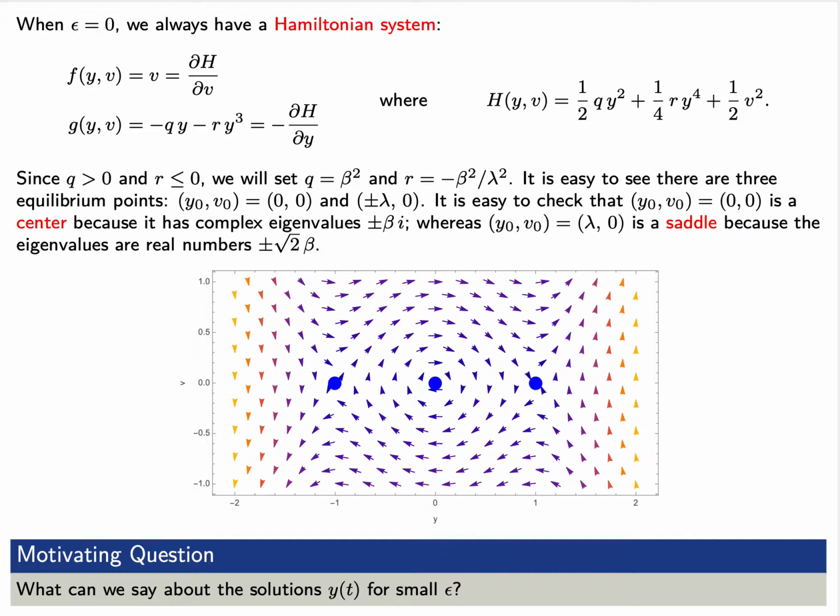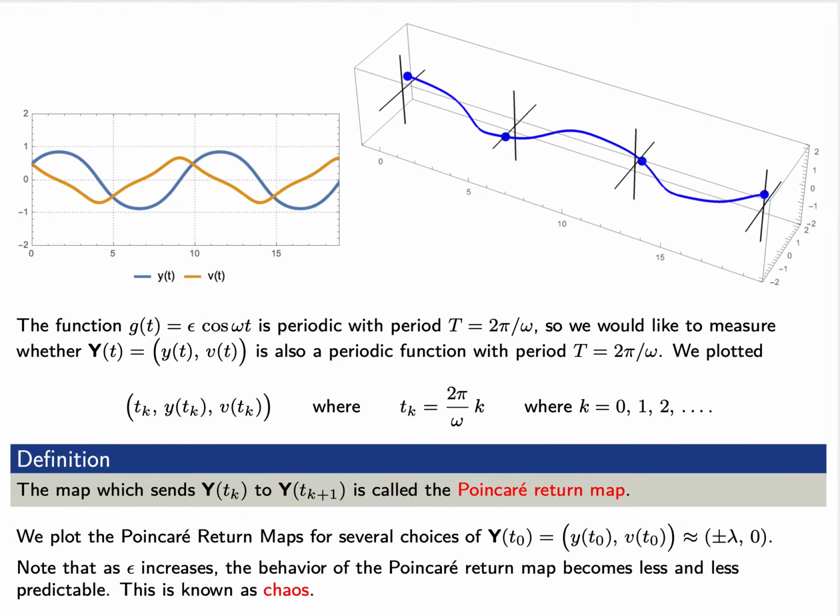This all explains what happens when epsilon is equal to 0, but we are interested in solutions y(t) for small positive epsilon. We found before that when we have a forcing function g(t) = epsilon cos(omega t), then we can find numerical solutions for our displacement y(t) and velocity v(t).